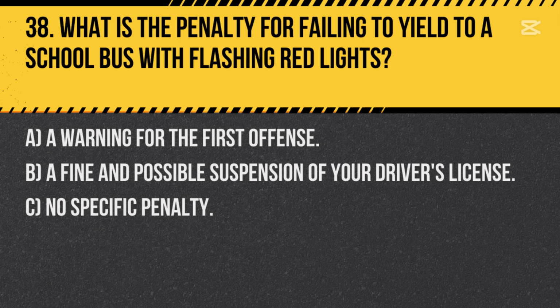A. A warning for the first offense. B. A fine and possible suspension of your driver's license. C. No specific penalty. Answer: B. A fine and possible suspension of your driver's license. Failing to yield to a school bus with flashing red lights is a serious offense that can endanger children.